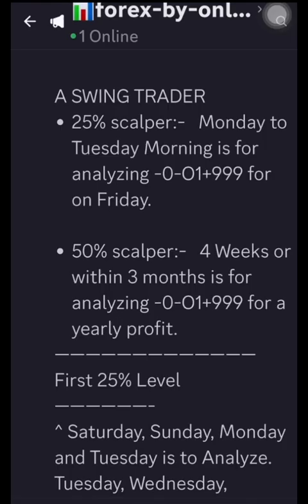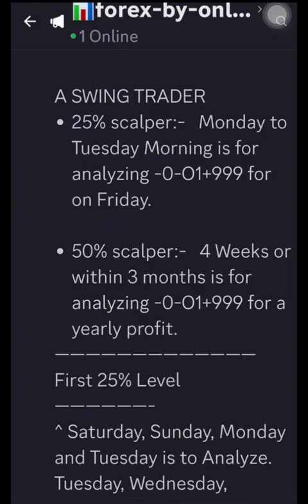once you become a swing trader, that's the beginning of forex trading. So don't think you are a forex trader while you are still learning forex. To me, once you become a swing trader, for example, you start by placing BTC USD or ETH USD on Saturday to the next Saturday, take your profit, analyze another one for the next Saturday. That is the beginning of forex trading to me. That is the beginning of being a forex trader. Then under the swing trader, we have a 25% scalper.